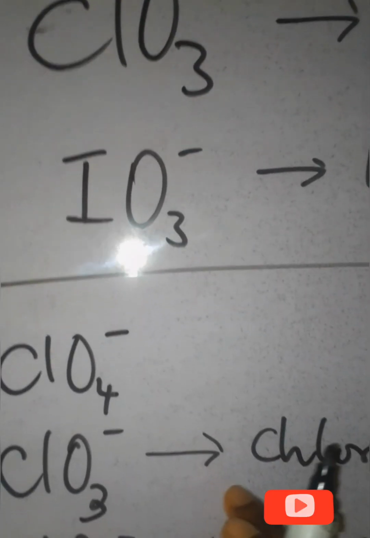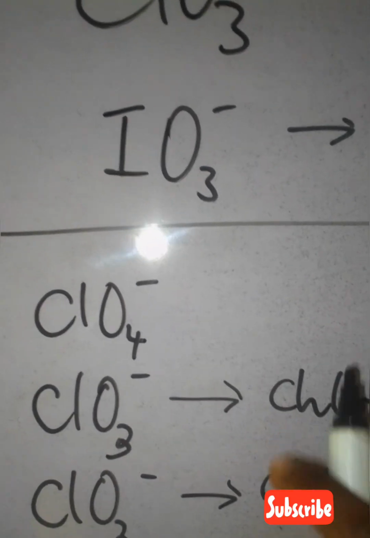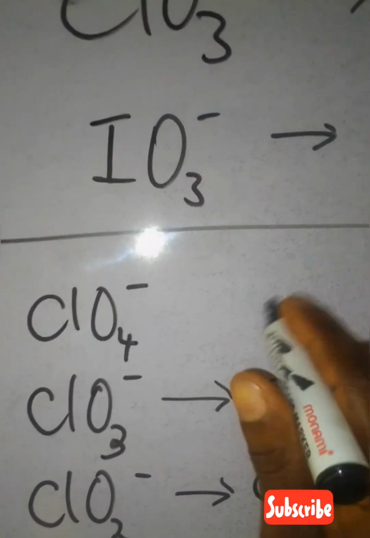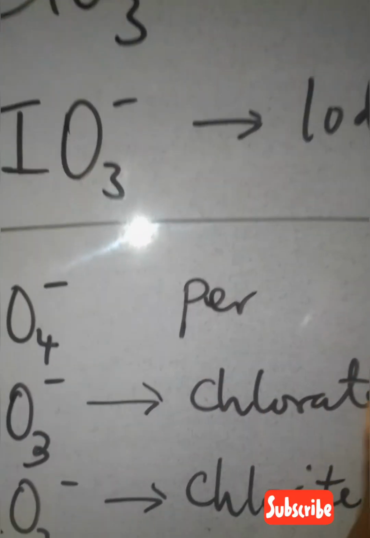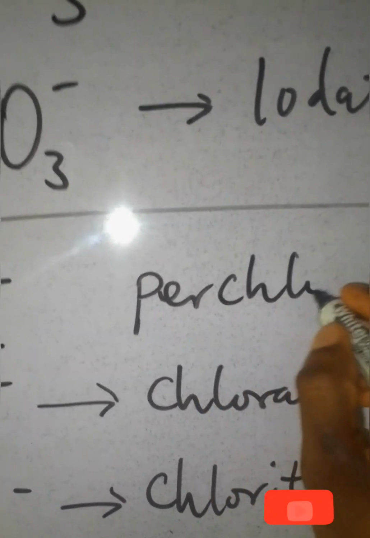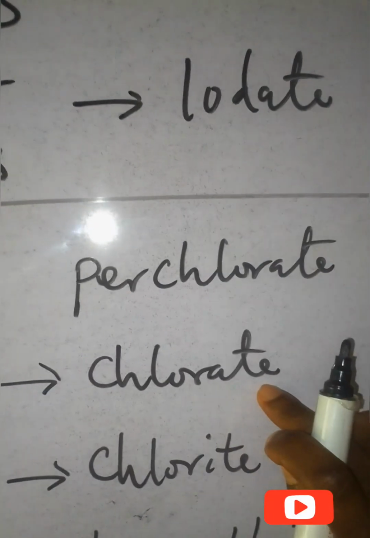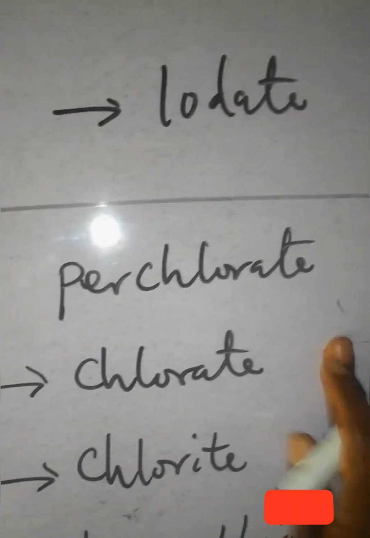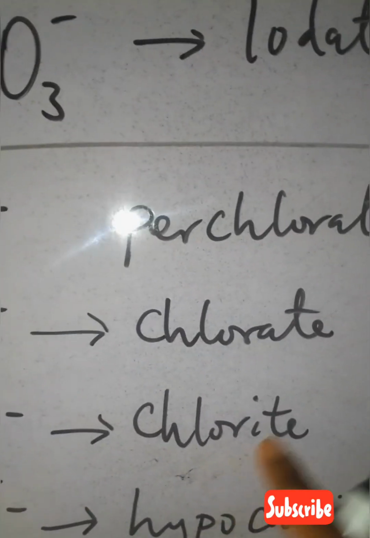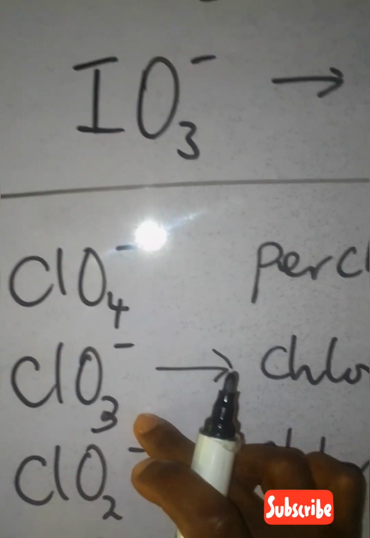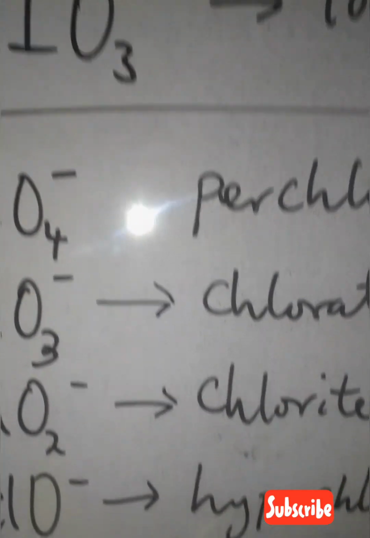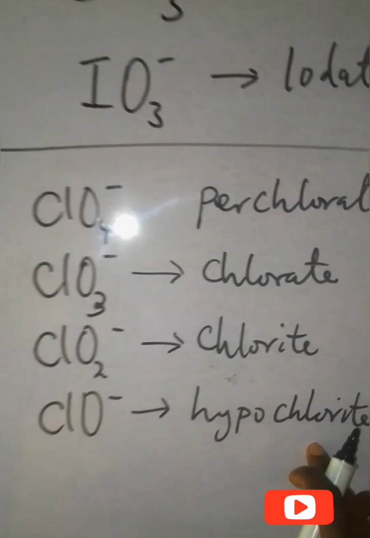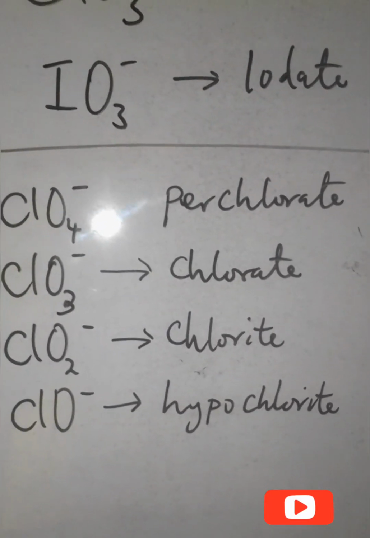Now, looking at the reference also, if there is a further increase by 1 oxygen, you add per to it. So this one is called perchlorate. So from this chlorate, the -ate here changes to per-ate. So you call it perchlorate. To summarize, when there is a drop from 3, you have chlorite. When there is further drop, you say it's hypochlorite. Okay, so that is how to name it.